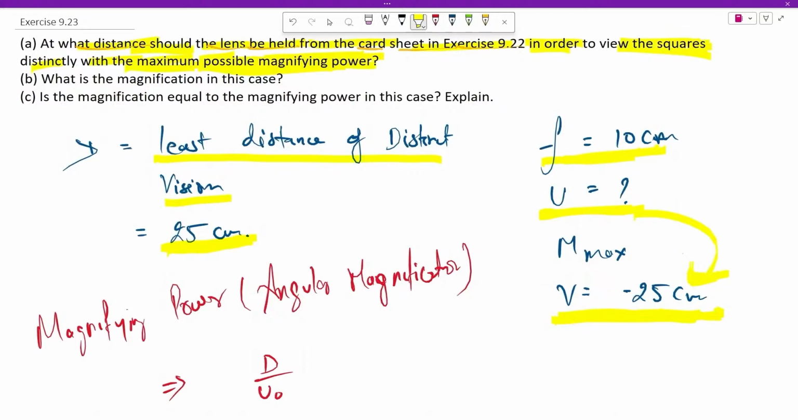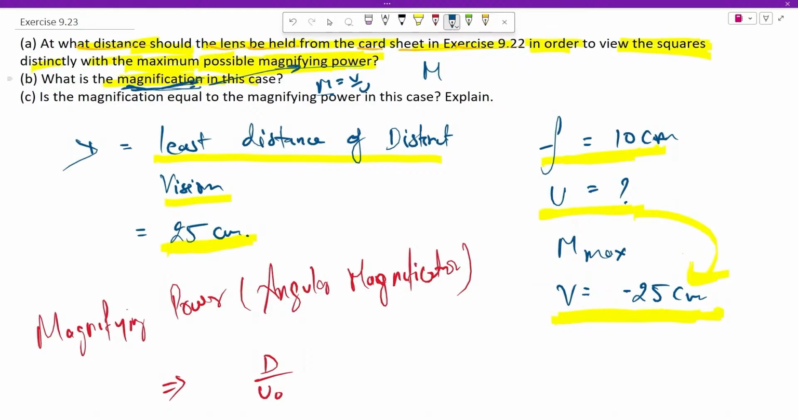Here we have to find out what the magnification is in this case as well. The magnification m is going to be equal to v by u, where small m represents the magnification and capital M represents the magnifying power. So we have to find the value of u so that we can use the formula v by u. Now we also need to comment whether the magnification is equal to the magnifying power.